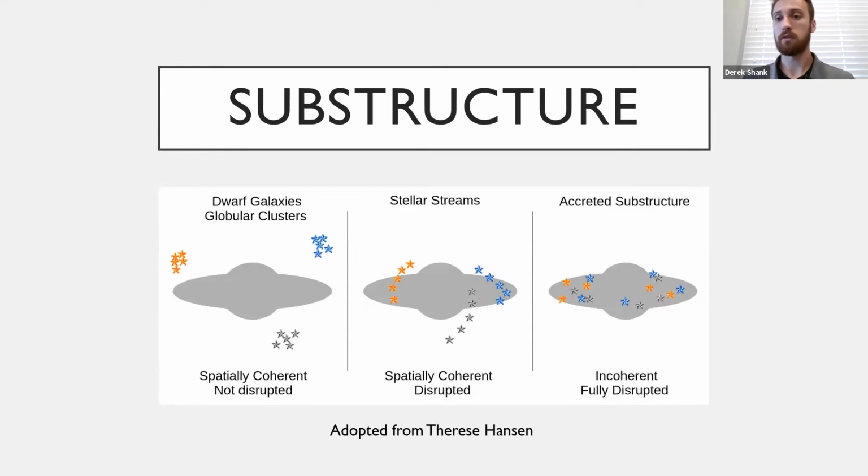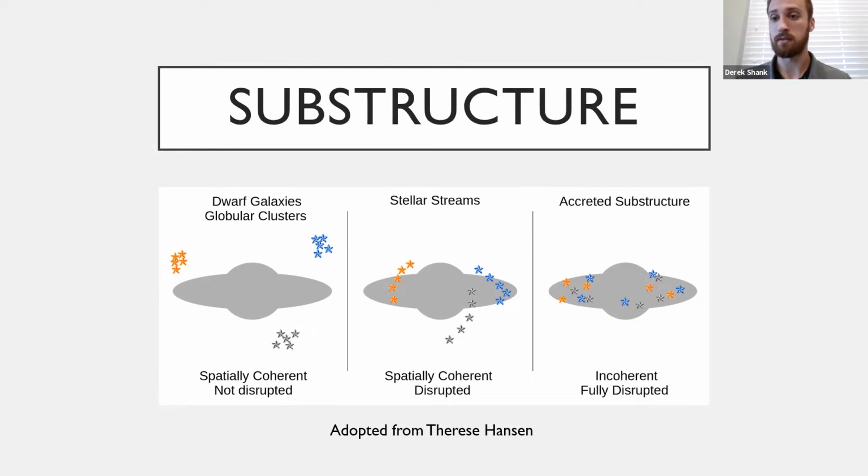In order to get into this, we need to know how the substructure works in the Milky Way. So we're going to go from the most spatially coherent to the least. On the left here, there are dwarf galaxies and globular clusters. These are pretty easy to pick out in surveys just because they are position oriented and you can just look up on the sky and see that they are some type of structure in the Milky Way.